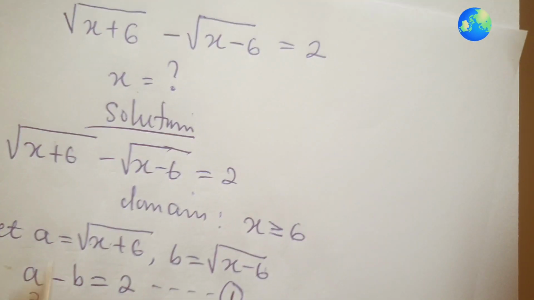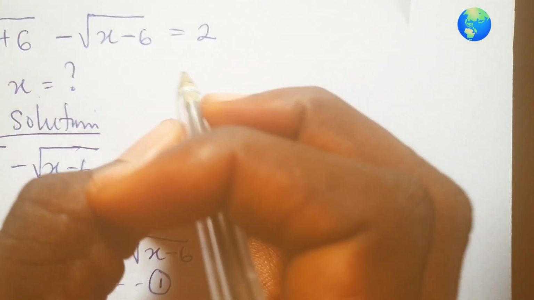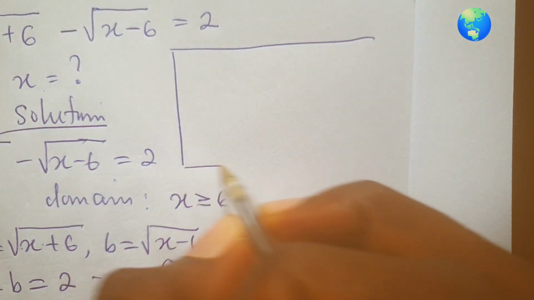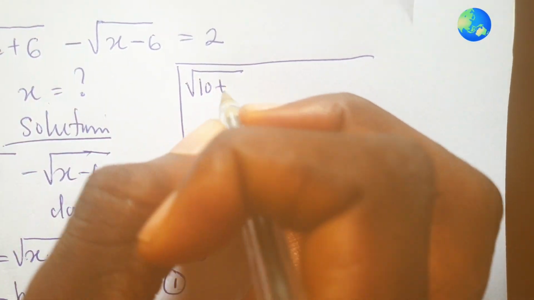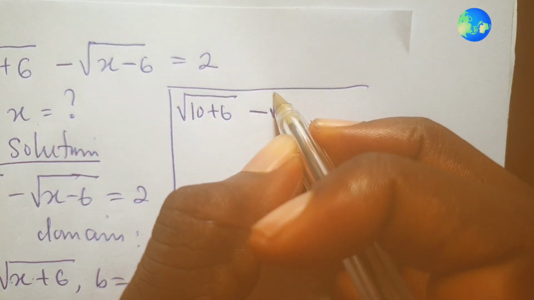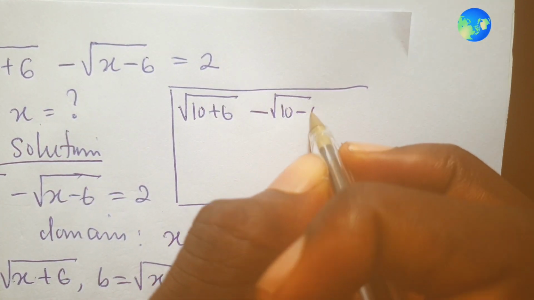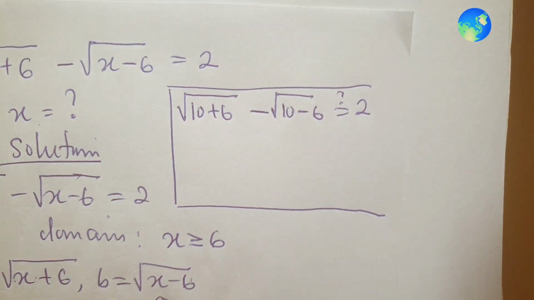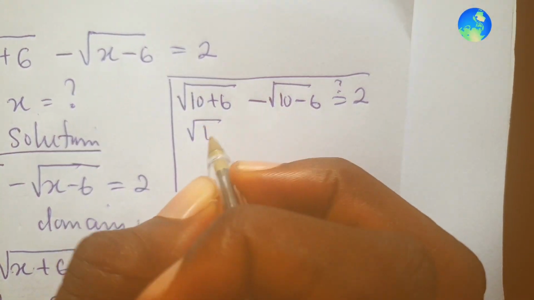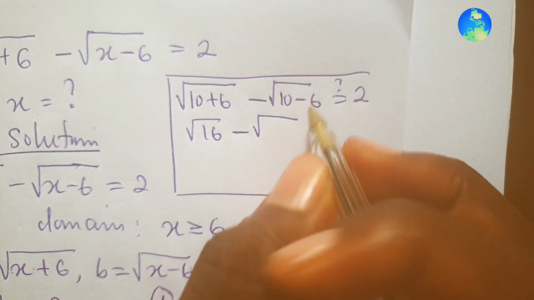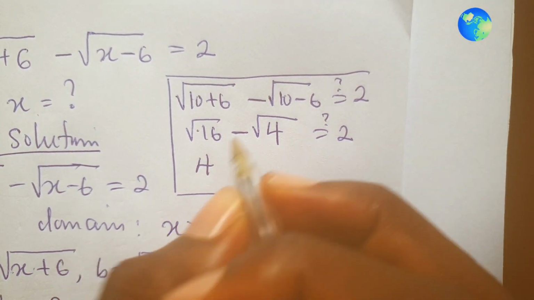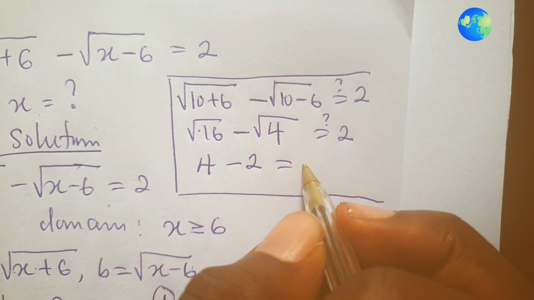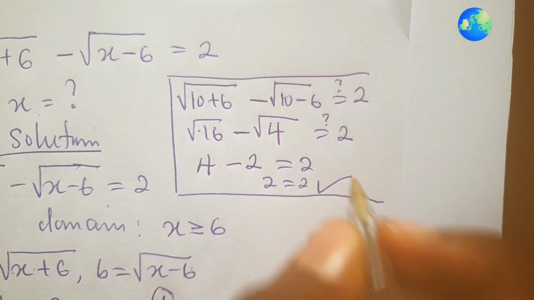You can substitute back and check, and you see that it is very valid, right? Well, let's do that. Let me just do a checkbox here so we can check. So x is 10, so square root of 10 plus 6 minus square root of 10 minus 6. Is it equal to 2? That's the question, right? So 10 plus 6, that's 16, minus square root of 10 minus 6, that's 4. Is it going to be 2? Square root of 16 is 4, minus square root of 4 is 2. And you see clearly 2 is equal to 2. That means our answer is valid.